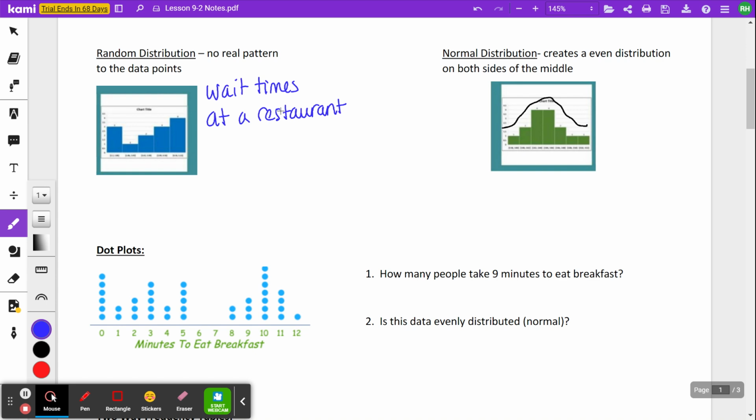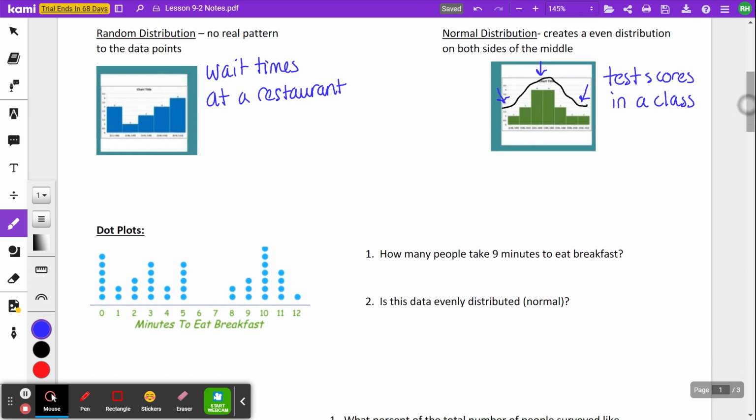Okay. Then normal distribution, when it creates an even distribution on both sides, would be something like your test scores in a class. You're always going to have most of the people that do about average in the middle. You're going to have some that do a little bit worse and some that do a little bit better, right? Okay, so those are the four types of shapes of data on a graph.